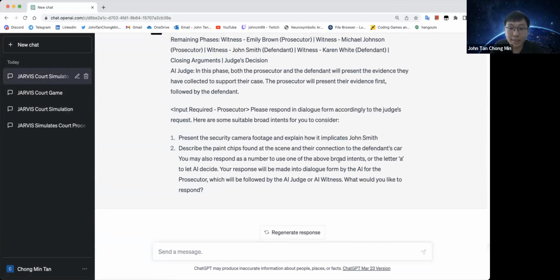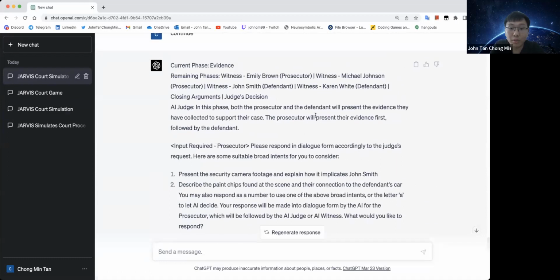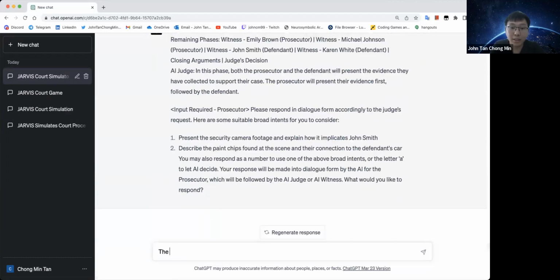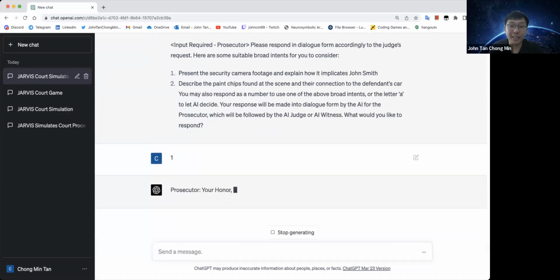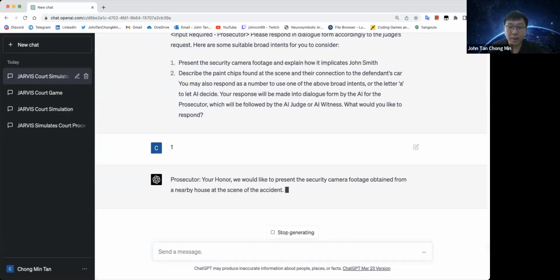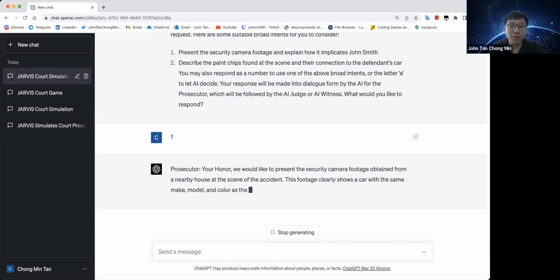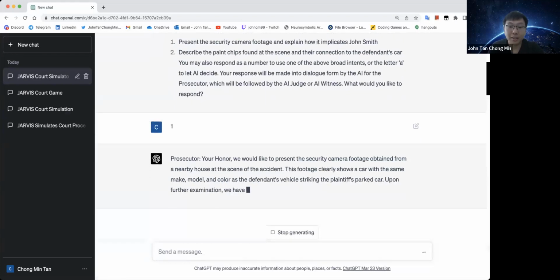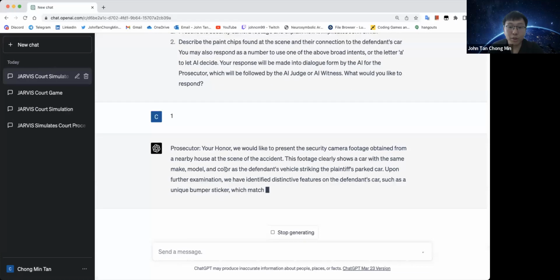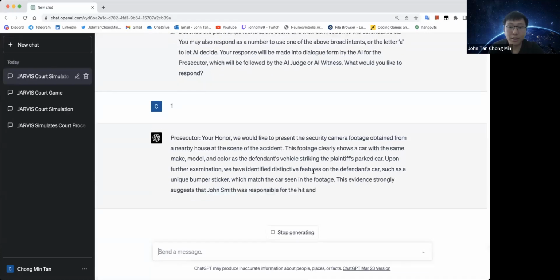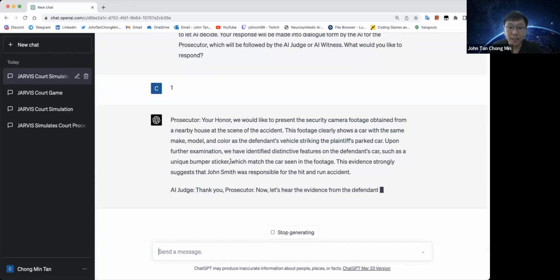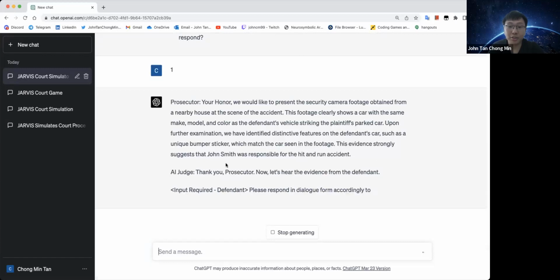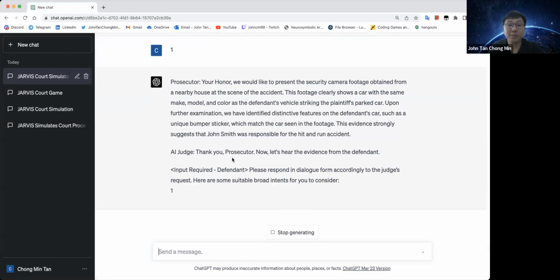So let's just see what we need to do. We need to present our evidence. The security camera, let's just put number 1 here. Let the AI generate. Your Honor, we would like to present the security camera footage obtained from a nearby house at the scene of the accident. You see the make, model, and color match the defendant's vehicle, and a unique bumper sticker matched the car. This strongly suggests that John Smith was responsible.